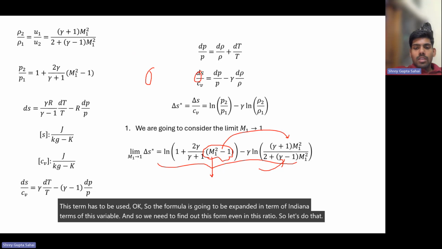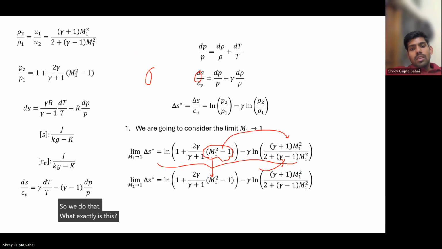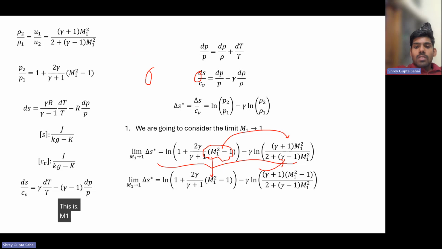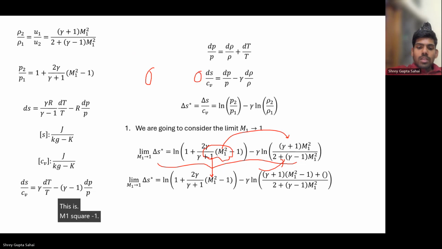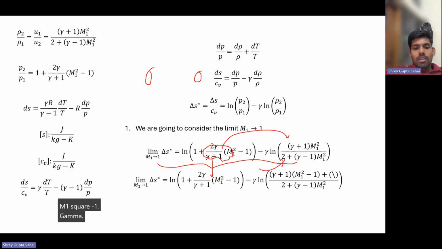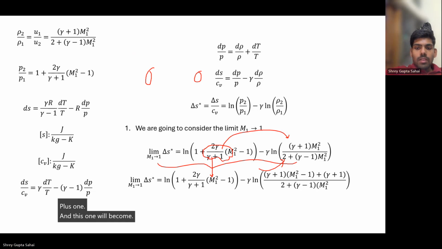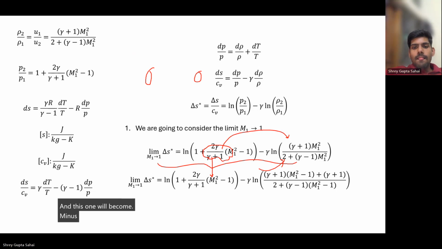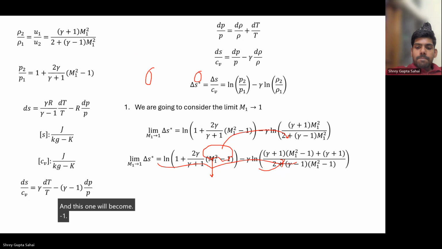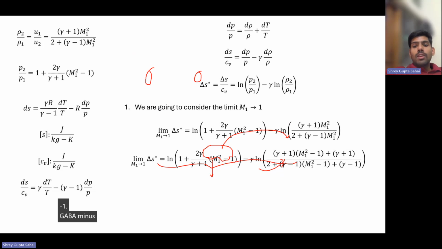So if we do that, what exactly is this? This is m1 square minus 1 plus gamma plus 1. Okay, and this one will become minus 1 plus gamma minus 1. Now, why am I doing this?